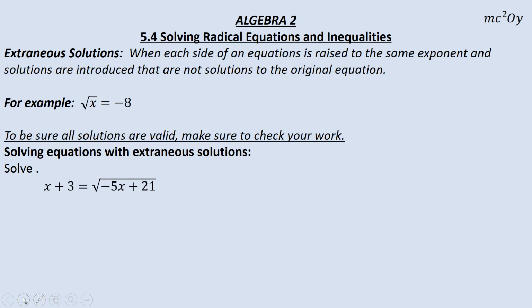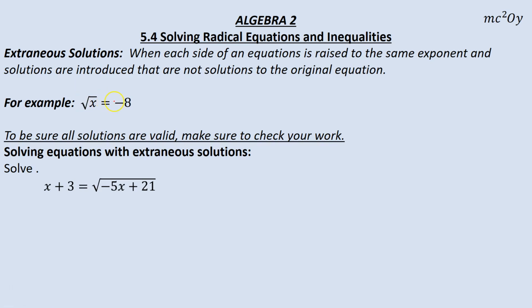Extraneous solutions: when each side of the equation is raised to the same exponent, solutions can be introduced that are not solutions to the original equation. We call those extraneous. In other words, if you square both sides, sometimes you get an extra answer in there, or you get an impossible situation. Okay, so let's check this out.